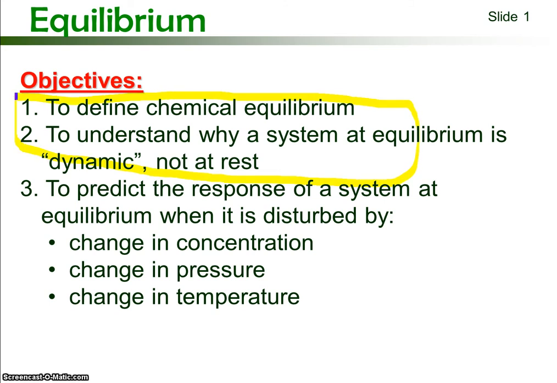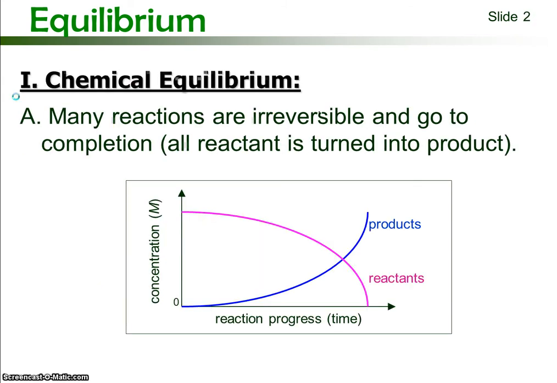chemical equilibrium means. And we're going to talk about why a system, when it's considered to be at equilibrium, is dynamic, meaning it's not at rest. And that means that the system hasn't stopped reacting. It just means that the reaction has reached what's called equilibrium. So you'll see what that means in just a minute.